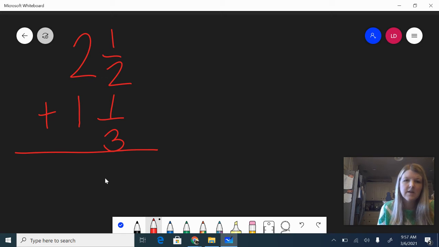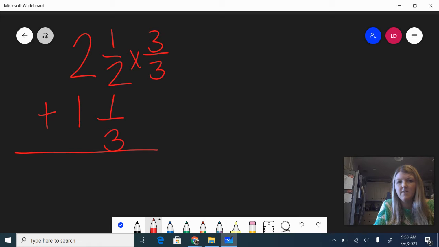So with this one, if we want to use our model method and think about that to get common denominators, I would have to make like units with the half, and instead of actually drawing it out, I'm just going to show the multiplication that you would need to do with the model. And that is to multiply this by 3 over 3. Remember, that's because we have a denominator of 3 here. And then this one, we're going to multiply by 2 over 2.